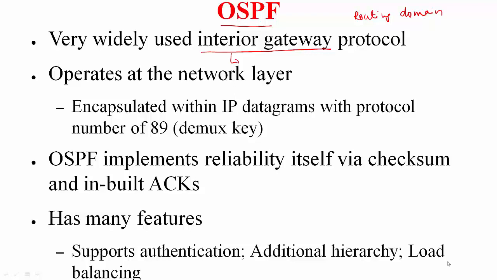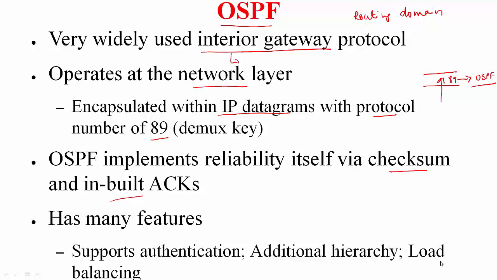Unlike RIP, which operated at the application layer, OSPF operates at the network layer where the OSPF information, these link state packets, are encapsulated within IP datagrams with a protocol number of 89. So in other words, when this IP layer gets a packet, within the IP header, if you see that the protocol number is 89, you pass this to the OSPF process, which also operates at the network layer.